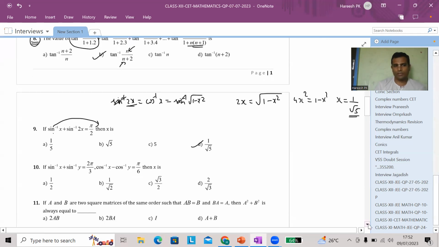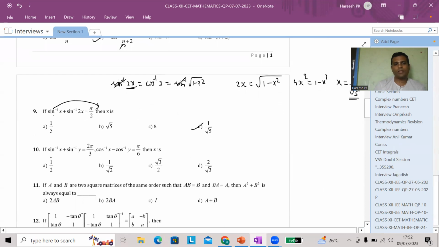What about the next one? Next one, we'll have to make use of the identity sine inverse x plus cos inverse x equals pi by 2.